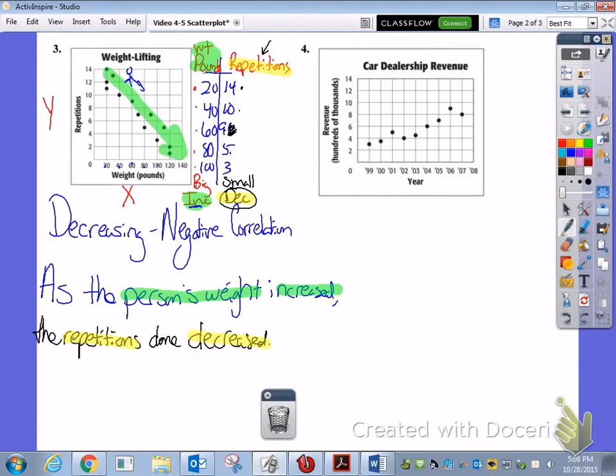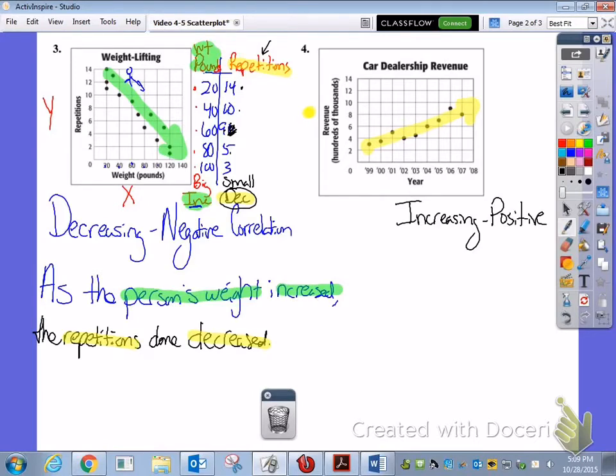Okay, the last one, car dealership revenue. What happens here? Notice you always start from the left. I always start from this side over here. My dot is down here, and generally it is going up. So if it's going up, then this is increasing. And if it's increasing, the word that goes with increasing is positive. It is a positive correlation because the slope would be positive.